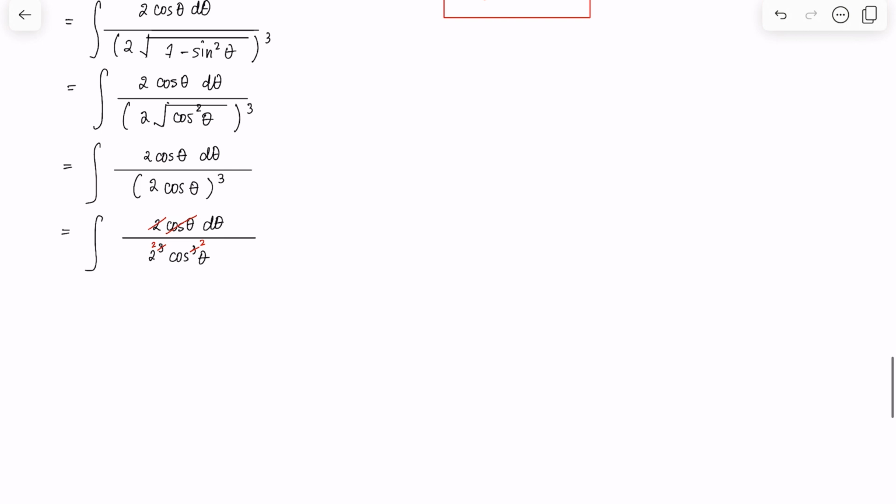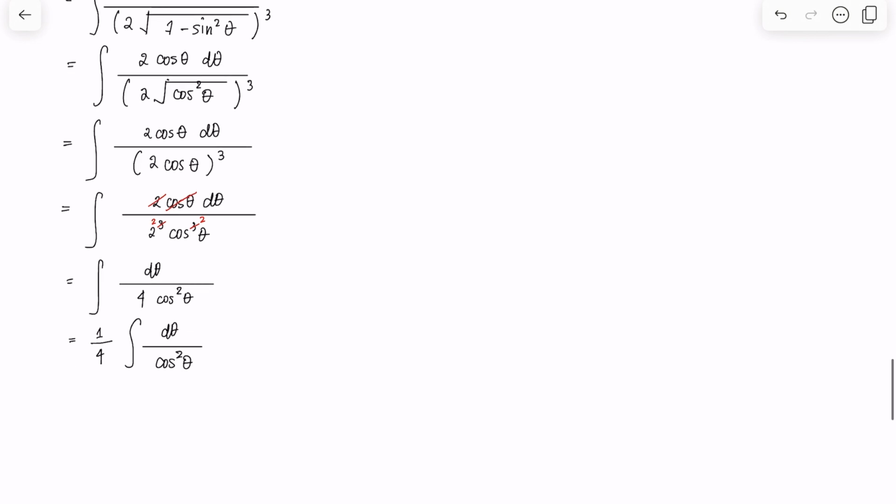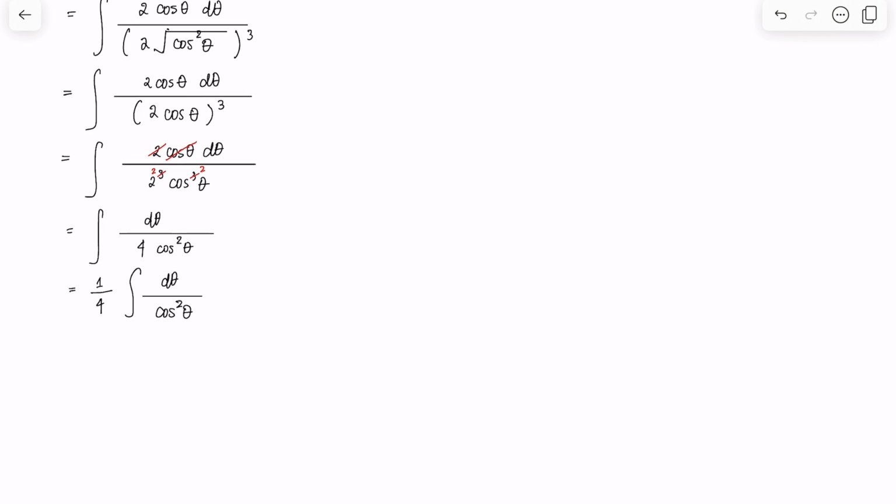So what is left in our integral is now a simpler form of d theta. That's what is left in the numerator. In the denominator, you get 2 to the square, or 4, and then you get cosine squared theta. I'm going to take out the constant, the 1/4, out of the integral, so I get d theta over cosine squared theta. So I'm now getting a very simple expression for my integral.